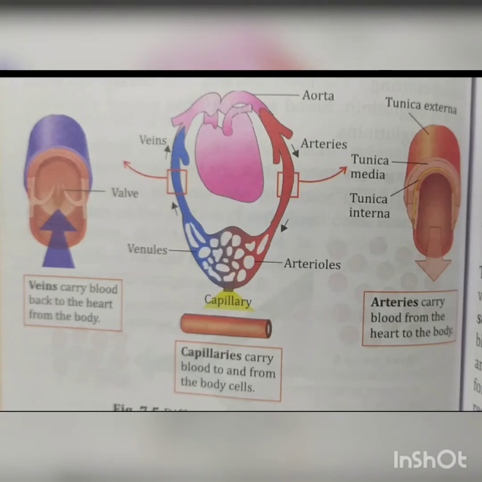Good morning, students. Today we will continue with our chapter number 7, the circulatory system. Today we will study about the blood vessels. The blood vessels are the transport network of our body.